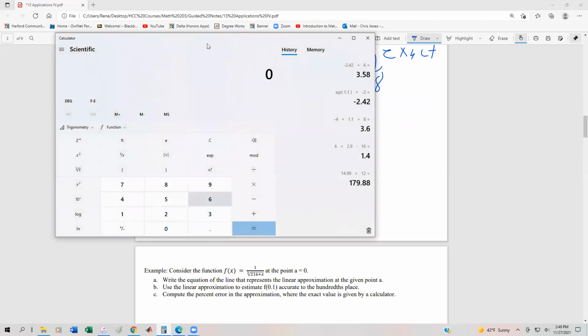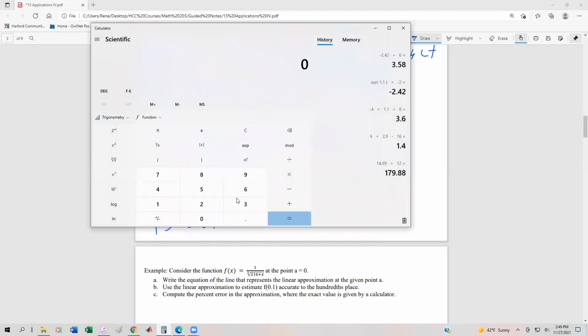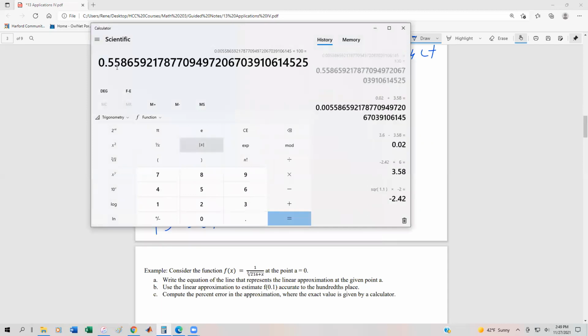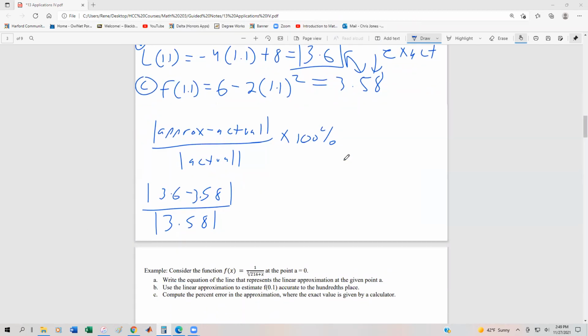So we're going to have our 3.6 minus our 3.58. Then we're going to divide that by our 3.58, which is the exact value. And then we're going to multiply that by 100, and that's going to give us our percent. So our percent error is 0.5586. It's really small. So the percent error is going to be 0.5586592%. That's a really small percentage.